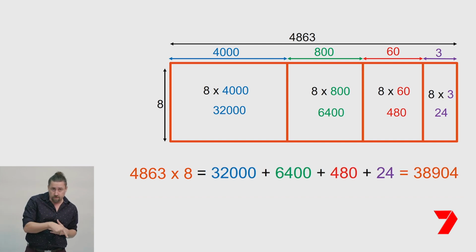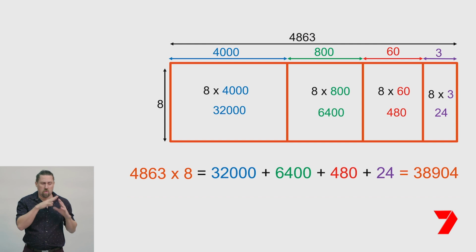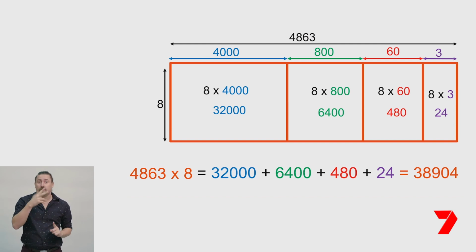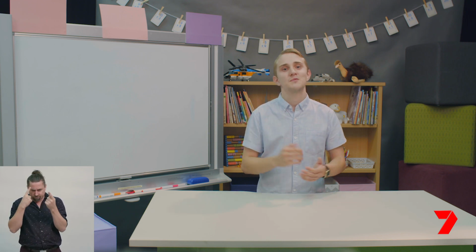32,000 add 6,400 is 38,400. Add 480 is 38,880. Add 24 is 38,904. What we have done is used the area model to calculate a huge number. We use this strategy to efficiently calculate a solution quickly and without error.